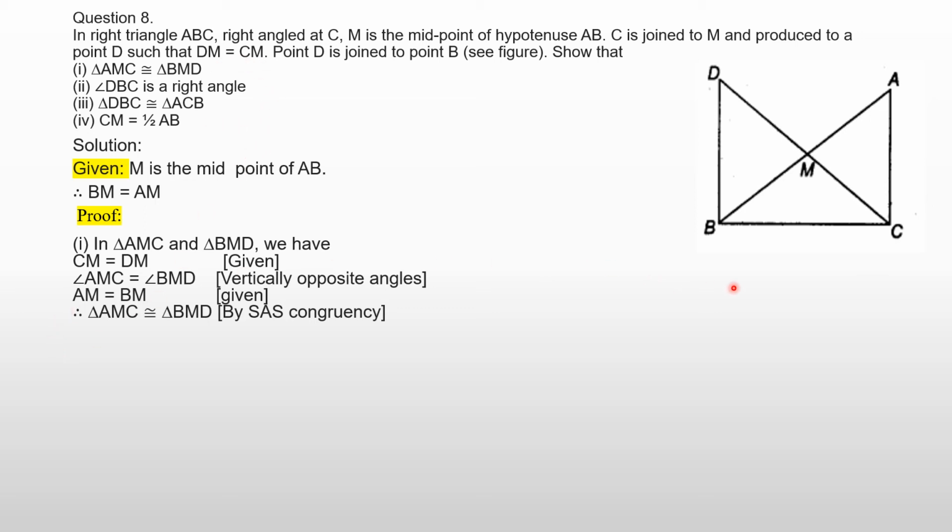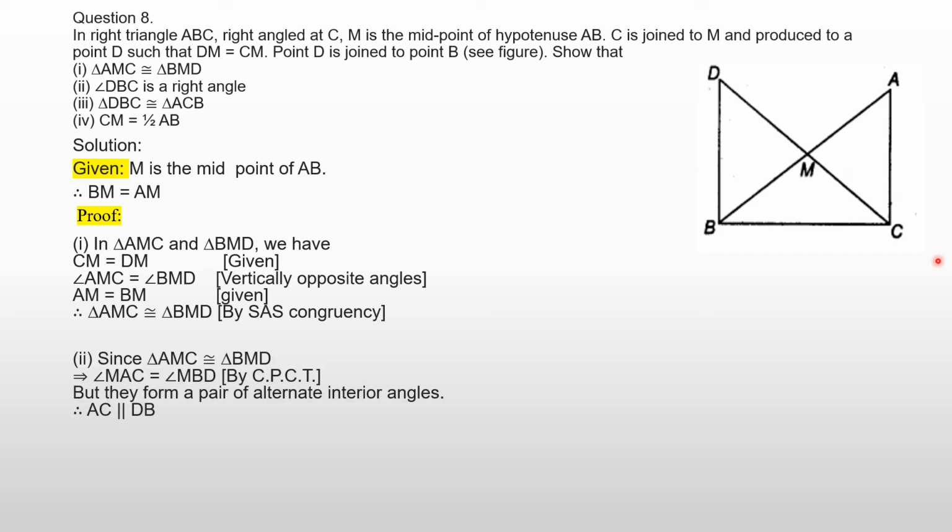Now see the proof. Which triangles are we taking? AMC and BMD, in these two. AMC and BMD, see the sequence also. CM is equal to DM, angle AMC is equal to angle BMD, vertically opposite angles, and AM is equal to BM. So by the SAS congruence rule, both triangles are congruent.